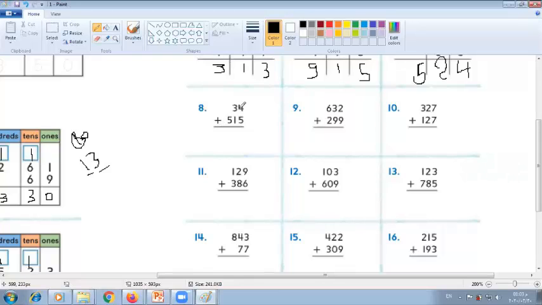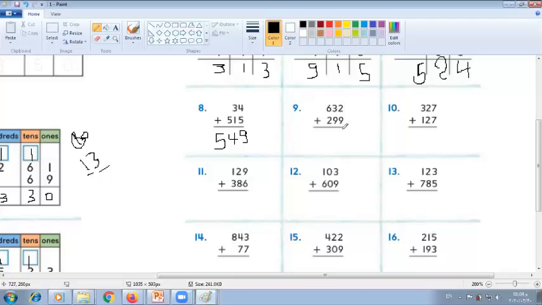Okay. Now here, 4 plus 5 equal, good job, 9. Here, 3 plus 1 equal, good job, 4. Now I have something here to add with the hundreds in here. I have 5. I don't have any numbers here, so it's going to be 5. So the sum I have is 549. Good job, guys. Let's go to number 9.